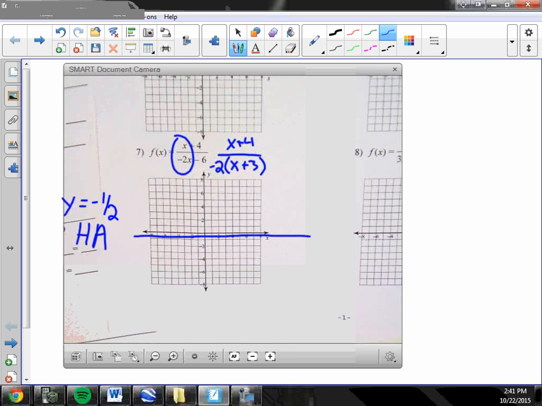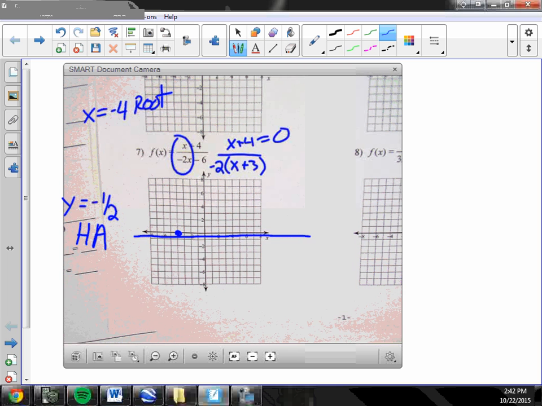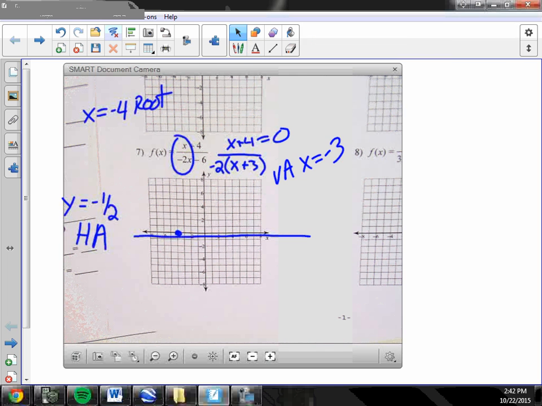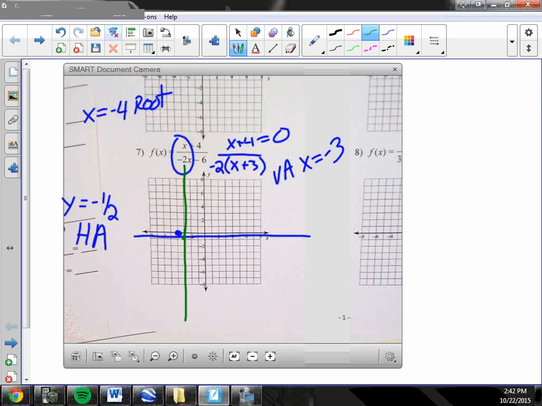Okay. Does this have any roots? I set the numerator equal to 0, and I get x equals negative 4. So it touches the graph here at negative 4. So x equals negative 4 is my only root. And does this have any holes? No, but it does have a vertical asymptote at x equals negative 3. So right here is a vertical asymptote.